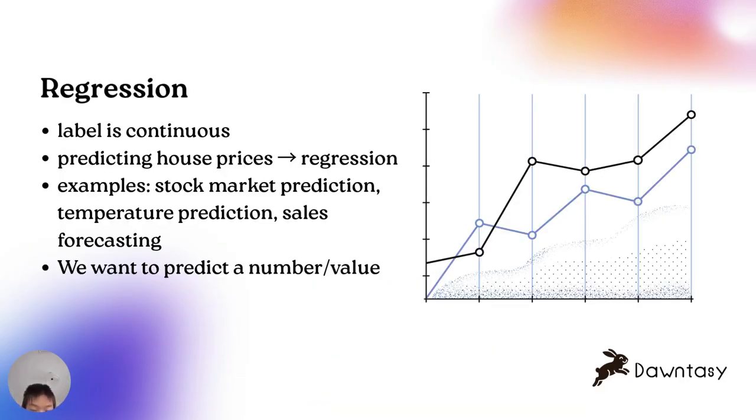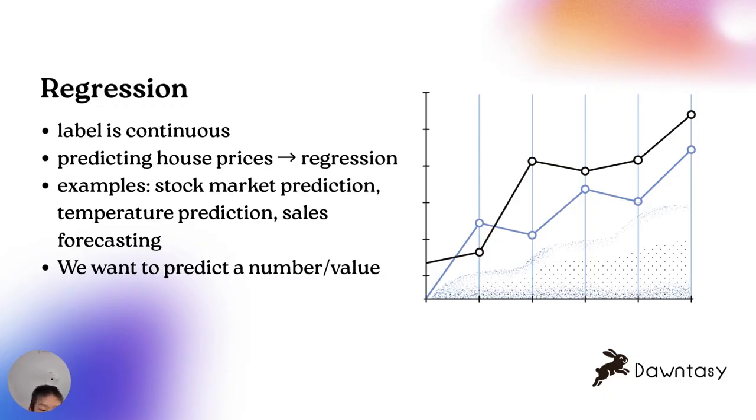Regression is one of the most classic examples of supervised learning. In regression, the label is a continuous value, meaning it can be 5, 6.6, negative 4.5, any number basically. For example, predicting house prices is regression because the price of the house is going to be a number we can actually define. For instance, 1 million or 2 million. Some examples include stock market prediction, temperature prediction, as it can be 34 degrees, 20 degrees, 19 degrees, or sales forecasting.